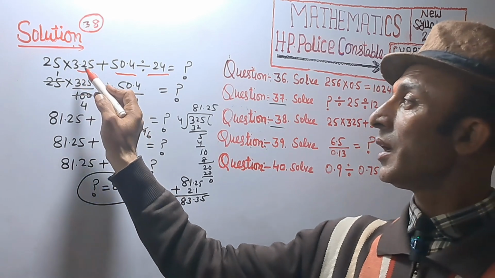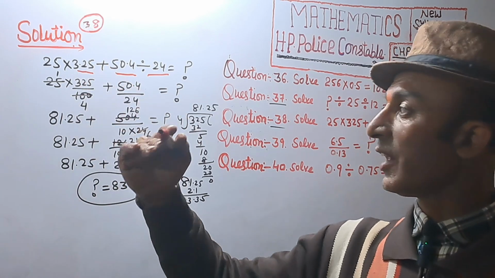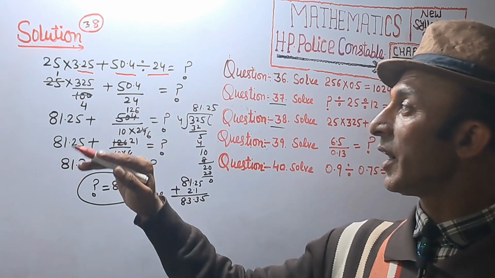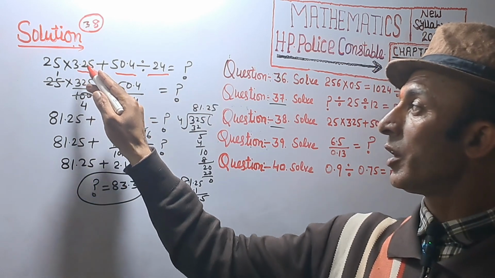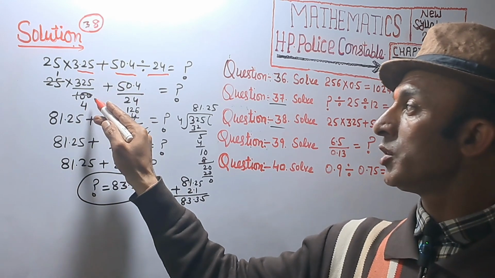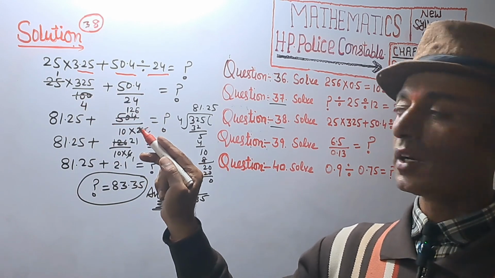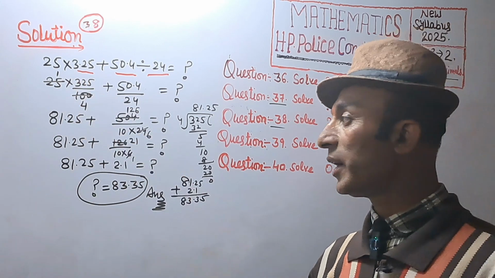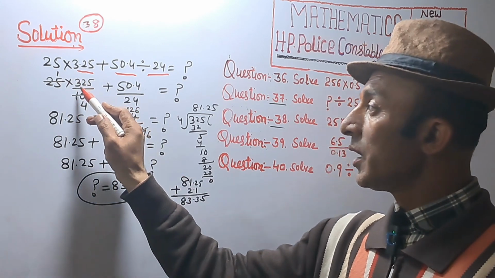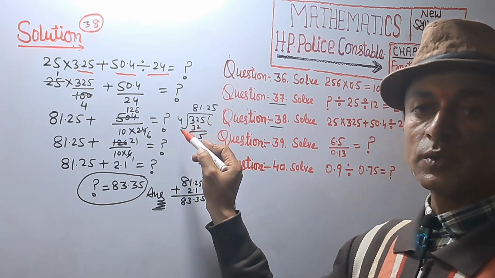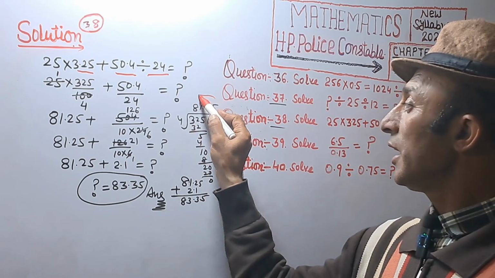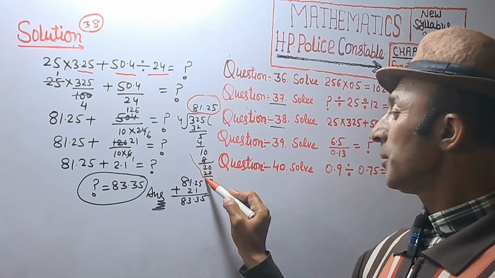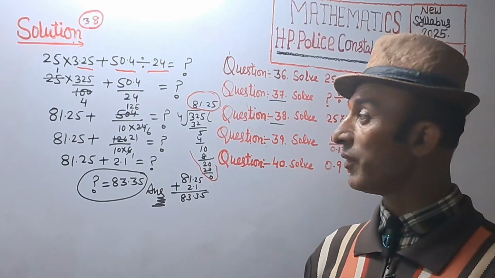25 multiplied by 3.25, we can write 325 divided by 100. Point will be 1, 25 will be 20, 100. And 25 ones are 25, 25 fours are 100. 325 divided by 4, then we get 81.25, which is completely divisible by 81.25.